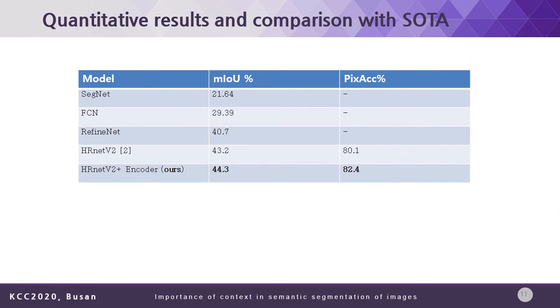Then we compare our results quantitatively with other state-of-the-art methods. As we can see, HRNet-v2 outperforms all the previous works in terms of both mean intersection over union and pixel accuracy. By integrating encoders to use contextual information, our model outperforms HRNet-v2 by around 1% mean intersection over union and around 2.4% pixel accuracy.